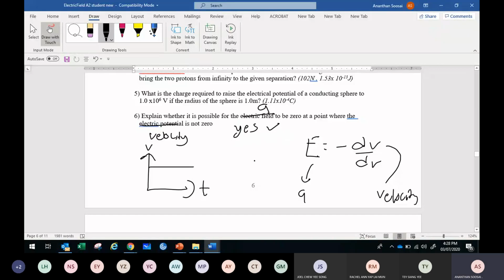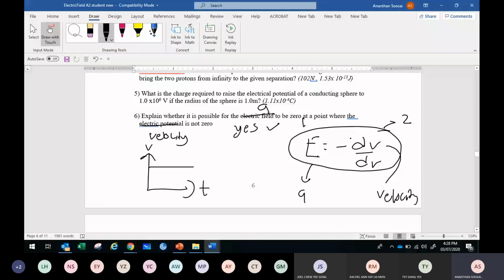Why? What is the reason you must tell? Because electric field strength is the negative of the potential gradient. You must tell this one point, one mark. This is the second point: because electric field strength is the negative of the potential gradient, if potential is not zero, it doesn't mean the gradient is not zero. Gradient can have a value.